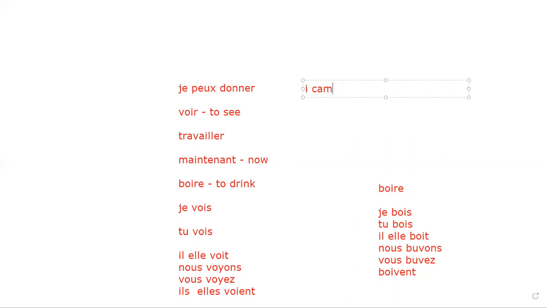I can go, but I can drink and I must eat. How to convert this in French? I can go: je peux aller. But: mais. Je peux.